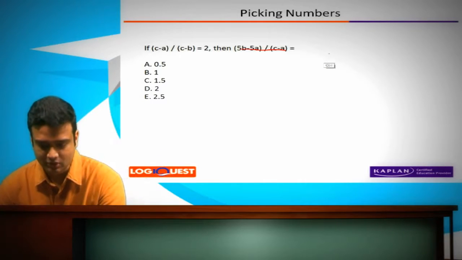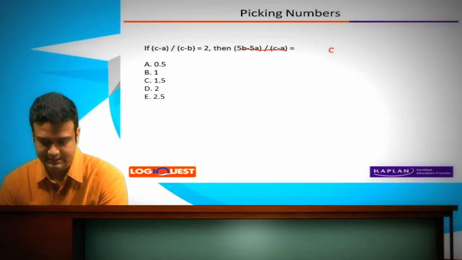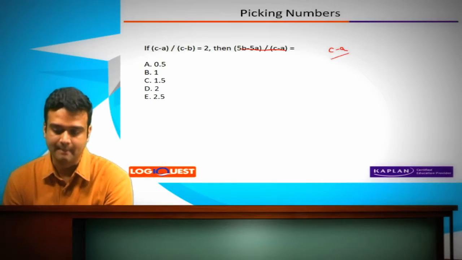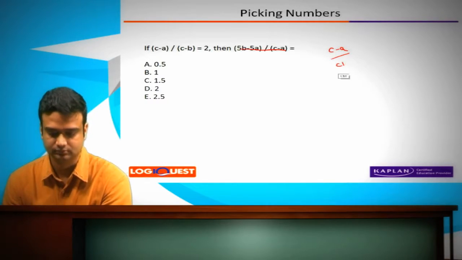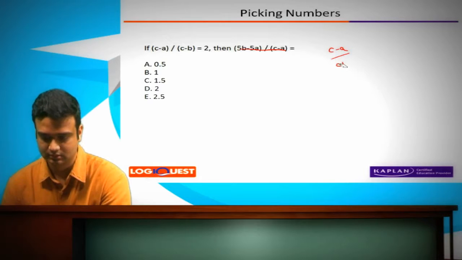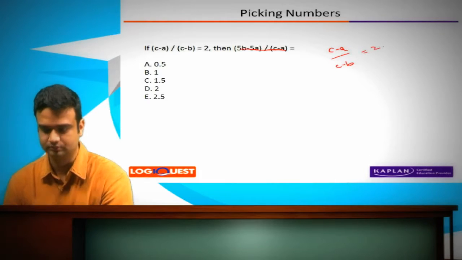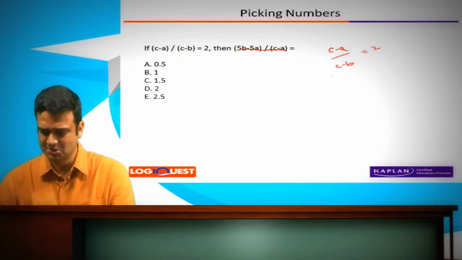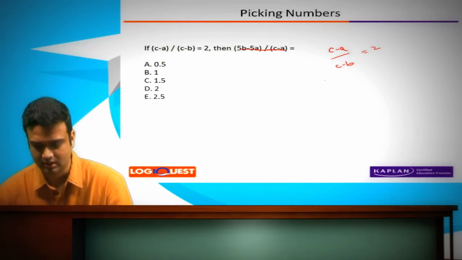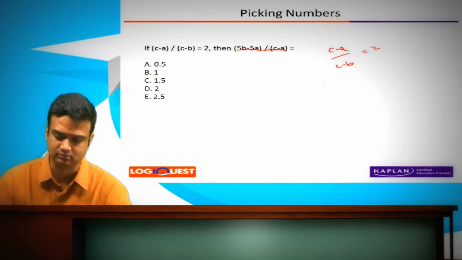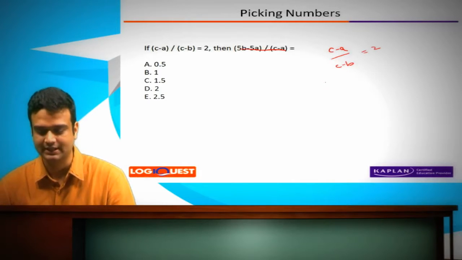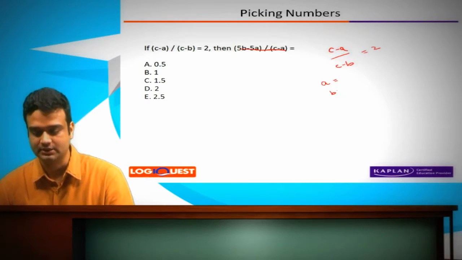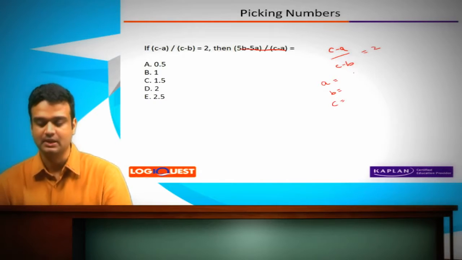So what I'm going to do is look at the equation, right? C minus A by C minus B. Sorry about that. C minus A by C minus B equals 2. So what I'm going to do is pick numbers that will satisfy this equation, right? It seems simple enough. Like a grade schooler, like a fourth standard kid can do this. So let's try looking for numbers that will satisfy this equation.